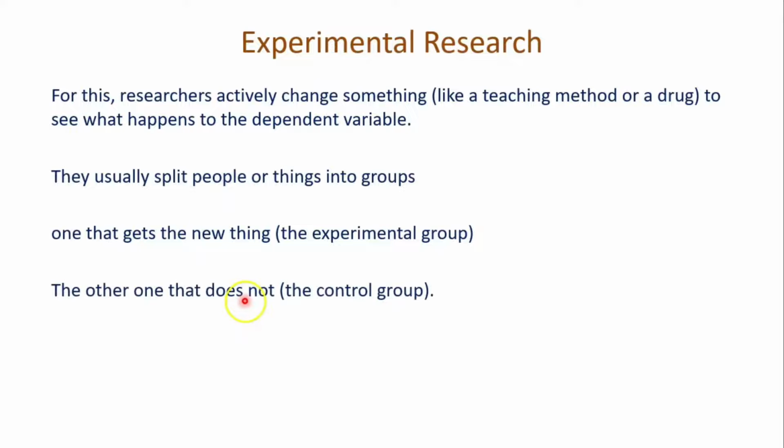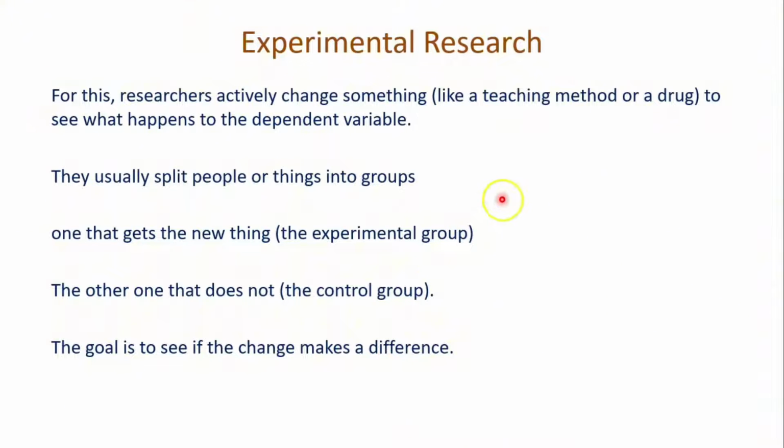Then you let the other group remain on the old thing so that you can see if the new one will have influence. You see that? So the old one is the control group, just for you to be able to compare. So the goal is to see if the change makes a difference. You just want to see if the new one makes a difference or it doesn't make any difference. You see, so that is experimental research.